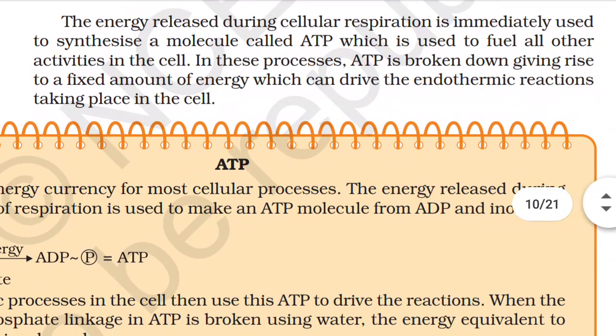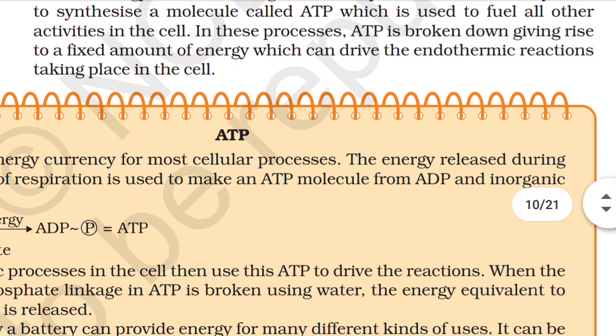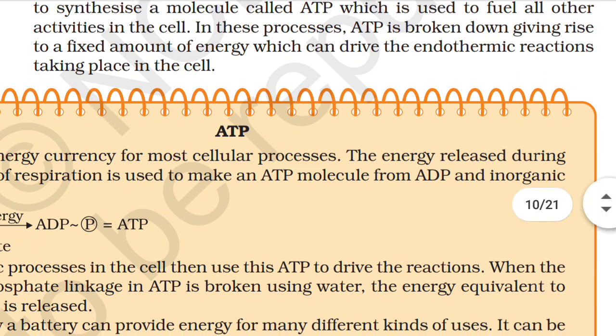The energy released during cellular respiration is immediately used to synthesize a molecule called ATP. Full form of ATP is adenosine triphosphate, which is used to fuel all other activities in the cell. In these processes, ATP is broken down, giving rise to a fixed amount of energy which can drive the endothermic reactions taking place in the cell.